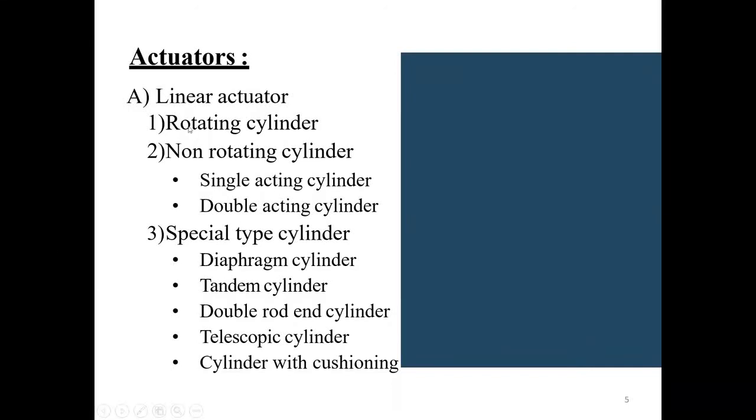For the rotating cylinder, don't go by the name of rotating. It is a linear actuator, which means the cylinder is only rotating but it produces linear motion. Linear motion produced by an actuator is called a linear actuator, and if it produces rotary motion, then we name it a rotary actuator. Here rotating cylinder means the cylinder is only rotating.